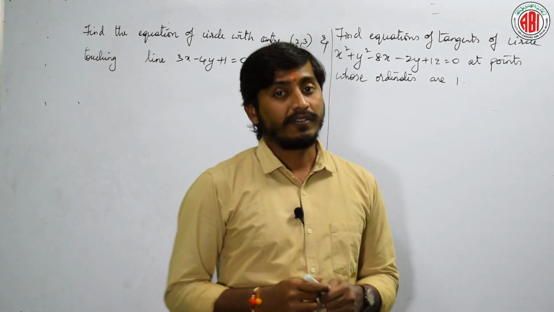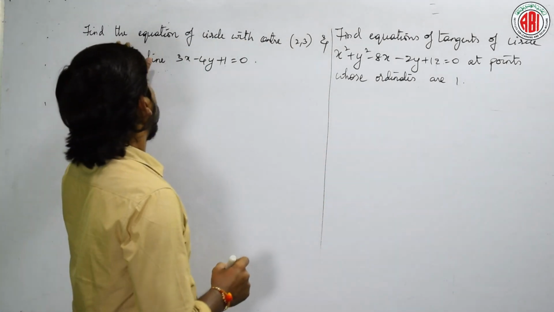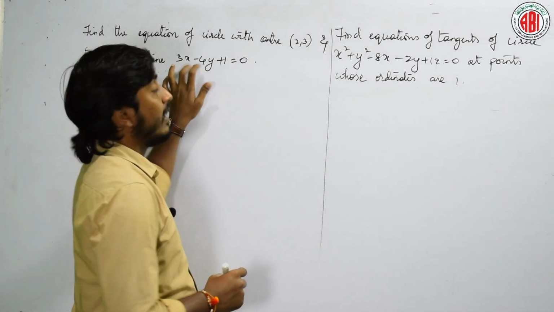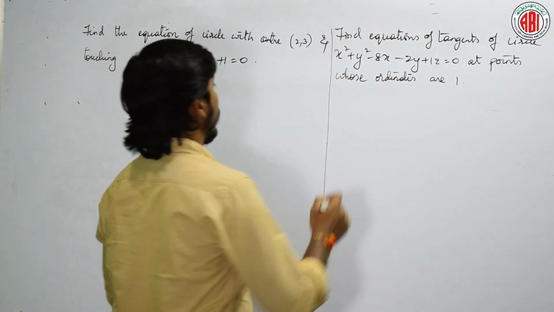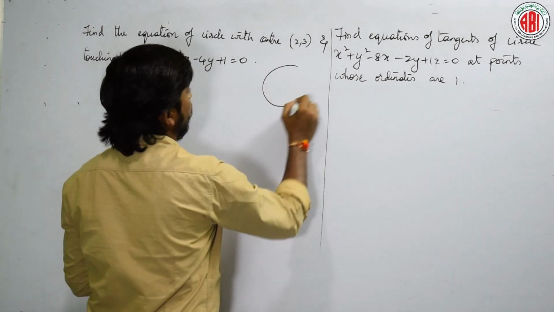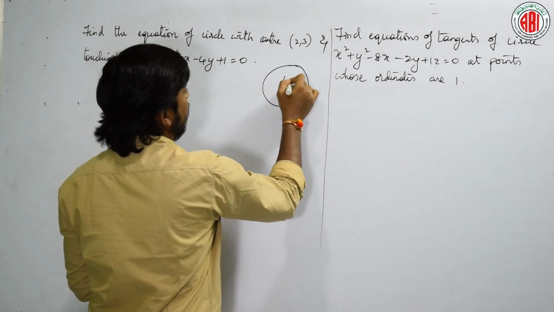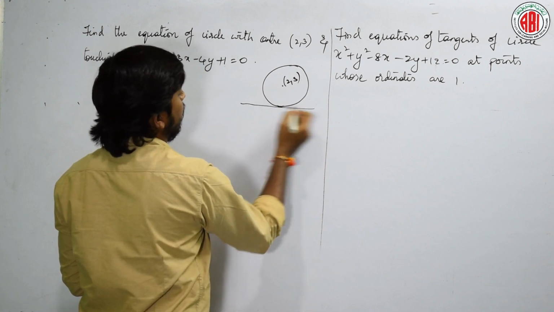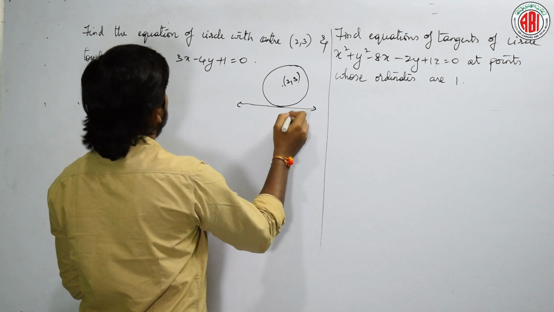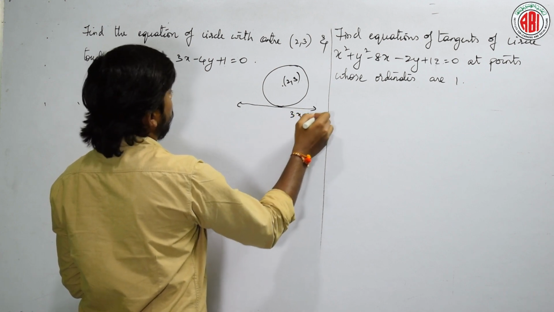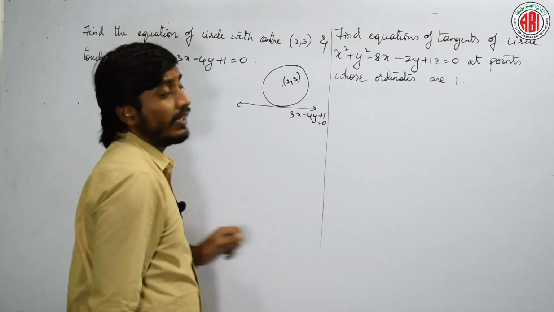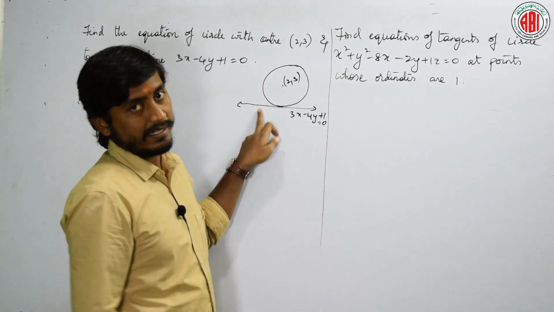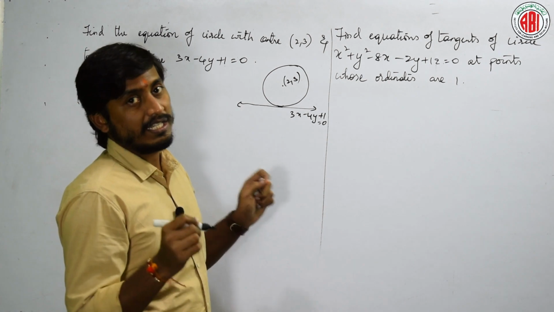Let us do. The first question given here is: find the equation of a circle with center (2, 3) and touching a line, this line is given. How do we solve? For example, if this is a circle with center (2, 3) and it is touching this line, then what is the condition we discussed? If a circle is touching a line, then it is a tangent.